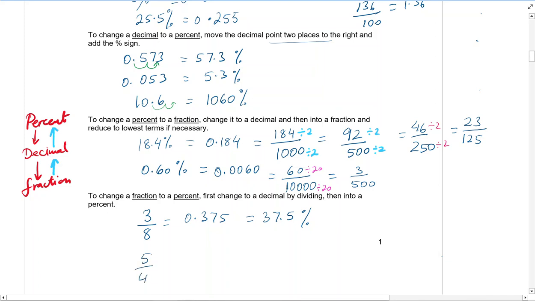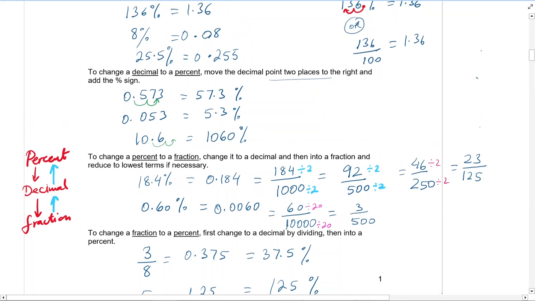Convert 5/4 into percentage form. Again, first change into decimal form and then move your decimal 2 places to the right, or multiply by 100. So that is 125%. So you can write a number in different forms: in percentage form, in decimal form, or in fraction form.